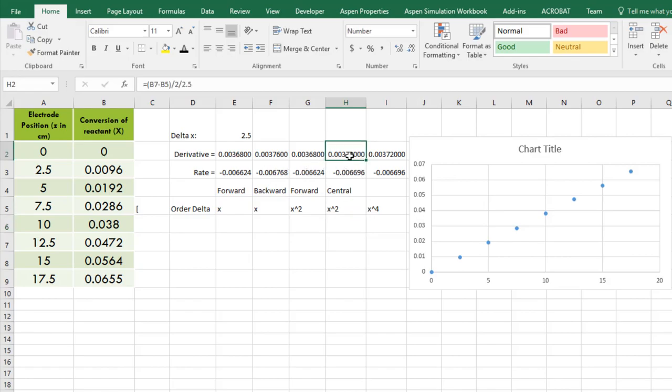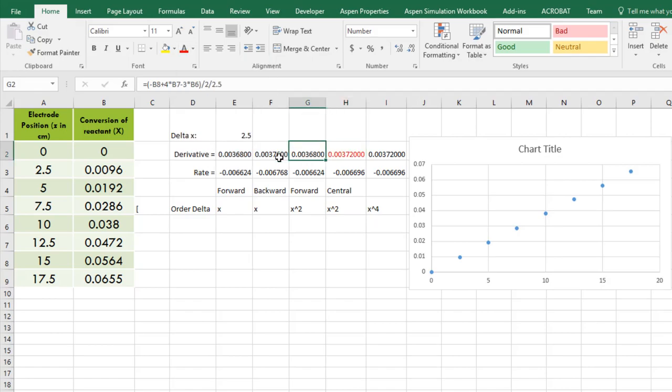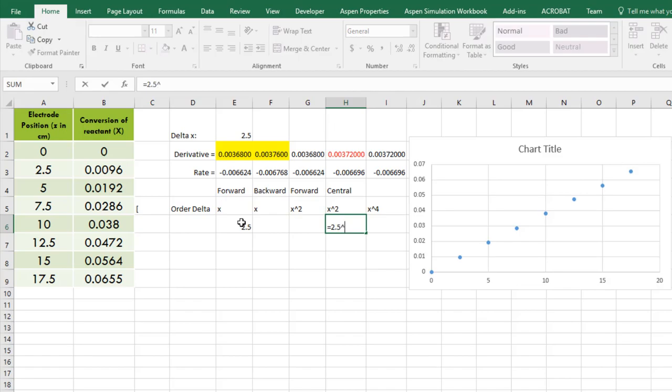This one is, in fact, and the reason I wanted us to look at so many of these is that this answer is, in fact, halfway between what I was getting for these two answers, right? This is halfway between. Probably this is actually going to be a better answer. Now, order delta x, in this case, it's 2.5. In this case, it's 2.5 squared. This means it should be worse, right?